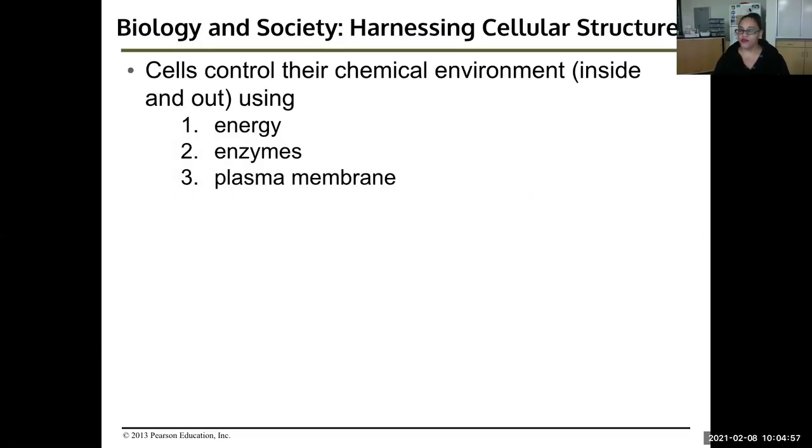So cells control their chemical environment, both inside and out. They have to use energy to do it. They also use enzymes. Enzymes are used for everything. And they use their plasma membrane to move stuff in and out of the cell.